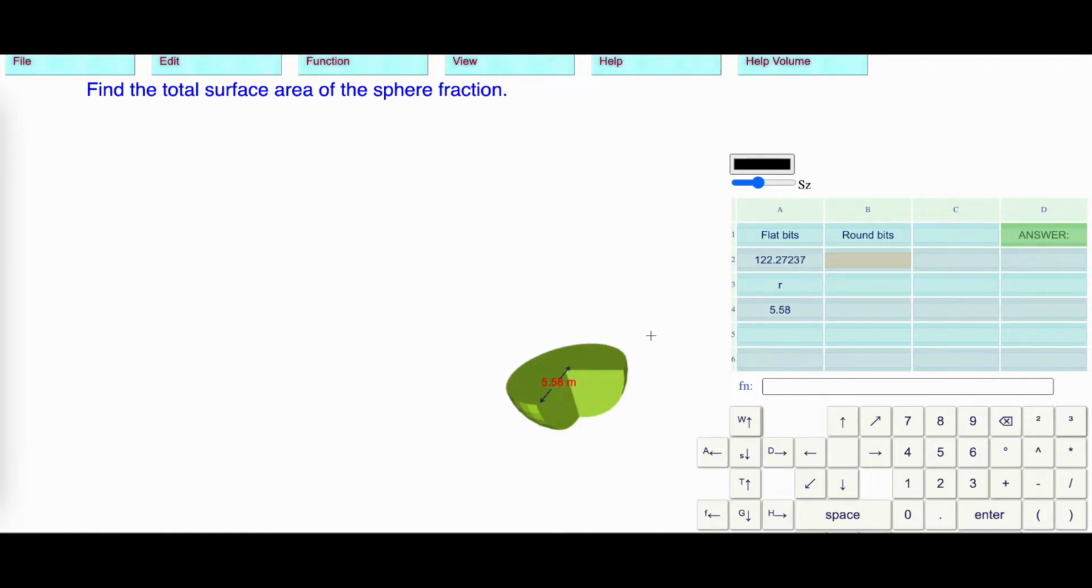The round bits. If I turn it this way, we can see that we have 3/8 of a sphere. The area of a sphere is 4 pi r squared. So it's 3/8 times 4 times pi times the radius squared. We can do it like that.